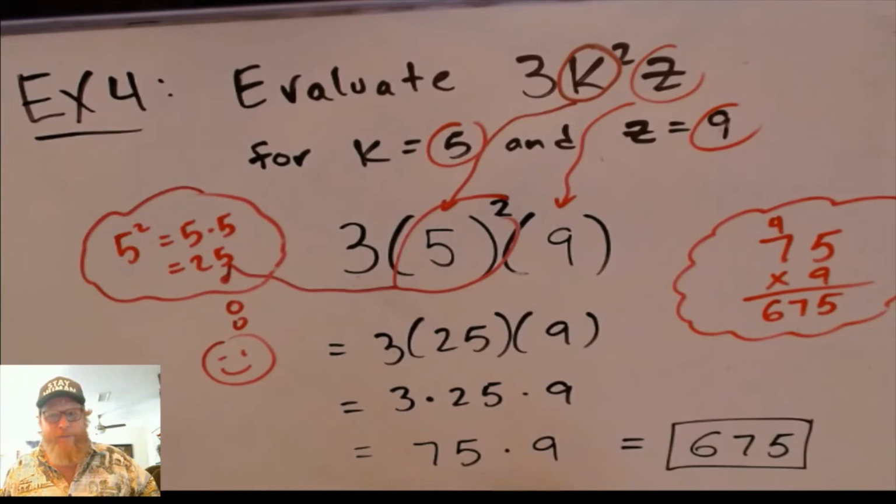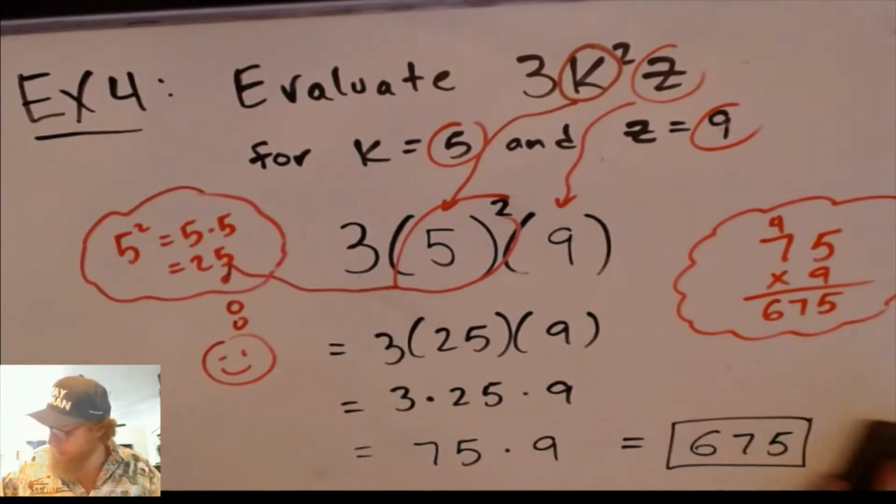All right. So this is the final value or the result. Next, we'll move on to example 5.